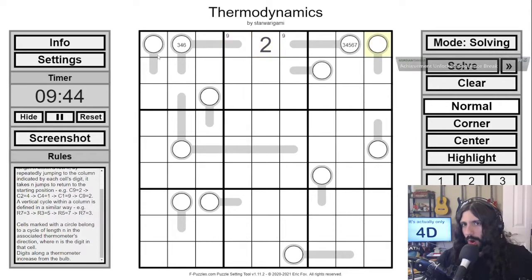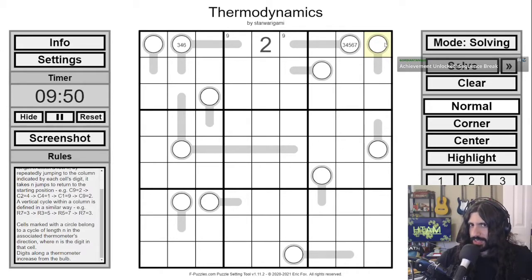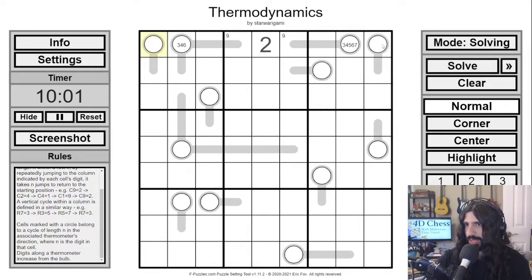So now the 1 could be here, but the 1 here can't be here. Okay, so the 1 can't be... If the 1 could be here, because that would be in a vertical cycle of length 1, that's fine. The 1 can't be here. No, it's part of a vertical cycle. The 1 can be here. Never mind. There's a 1 either here or here.